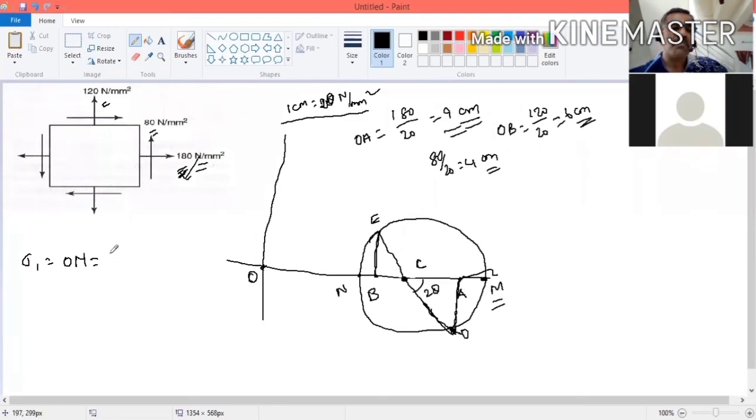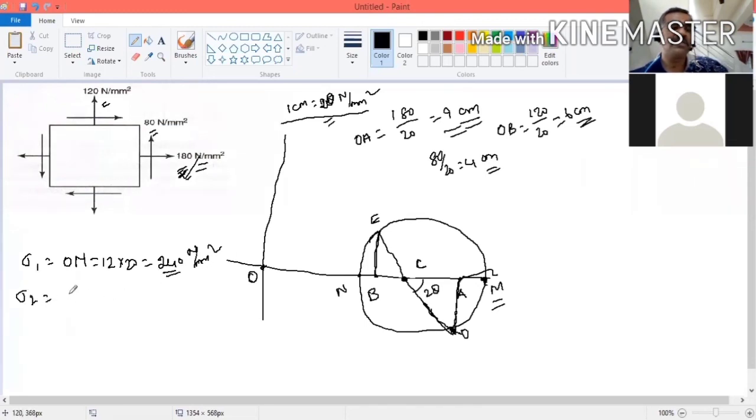Say this is 12 centimeter. This is OM. Then you have to convert this centimeter into Newton per millimeter square. For that, you have to multiply with 20, so 12 into 20 is some 240 Newton per millimeter square. This is not exact value. Approximately, I am explaining.